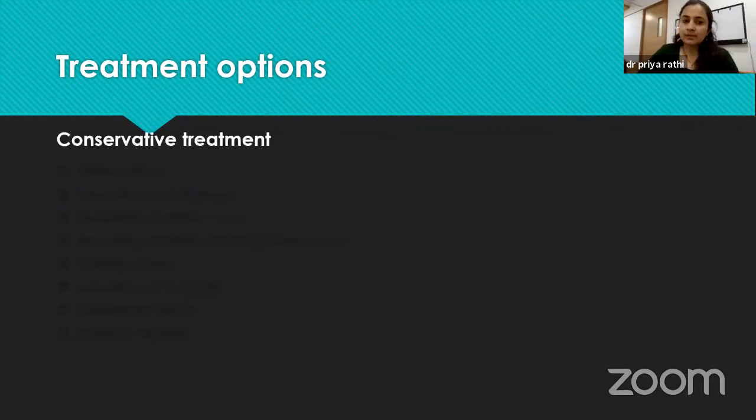Now going on to treatment options. So first about the conservative treatment, my question goes to Dr. Divakar. Dr. Divakar, what would be your line of management in case of facet joint arthropathy when the patient presents to you for the first time?